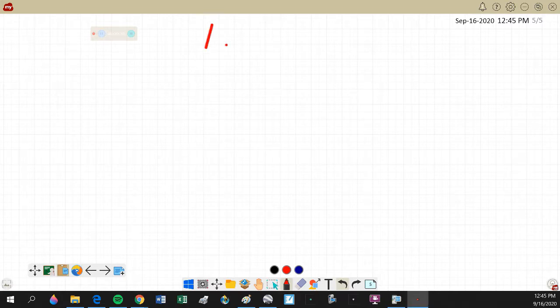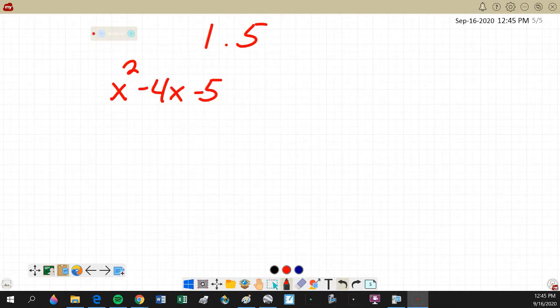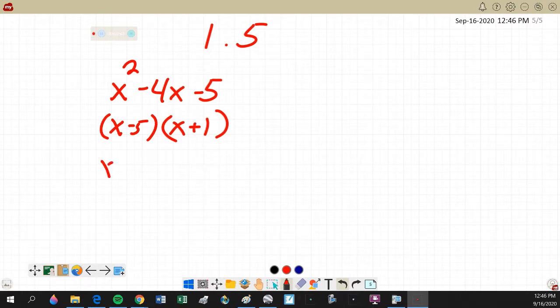So in 1.5, we're going to use the quadratic formula. If I had the equation x squared minus 4x minus 5, does that factor? Are there two numbers that multiply to be negative 5 and add to be negative 4? x minus 5 and x plus 1. So my roots would be 5 and negative 1.